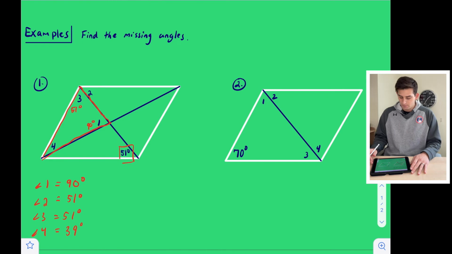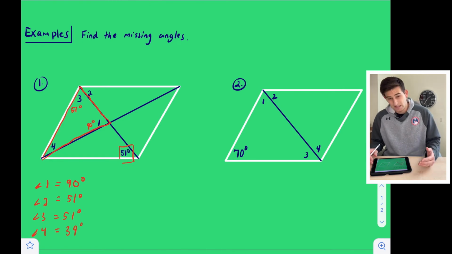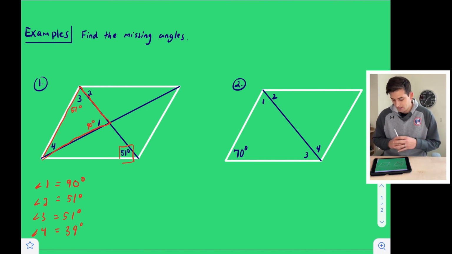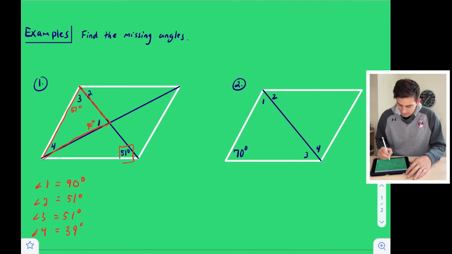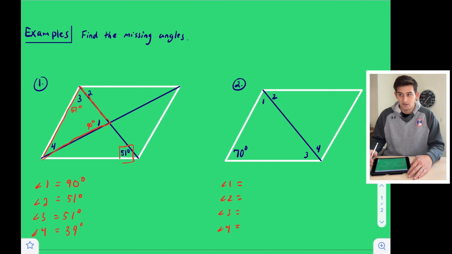All right, number 2. We see just one diagonal listed here, but remember, all 4 of these angles are going to be the same measure, right? Because they initially are congruent, and then this diagonal just bisects them, so it just splits them in half. So we know that angle 1, angle 2, angle 3, and angle 4 are all going to have the same measure. So how do we find that measure?